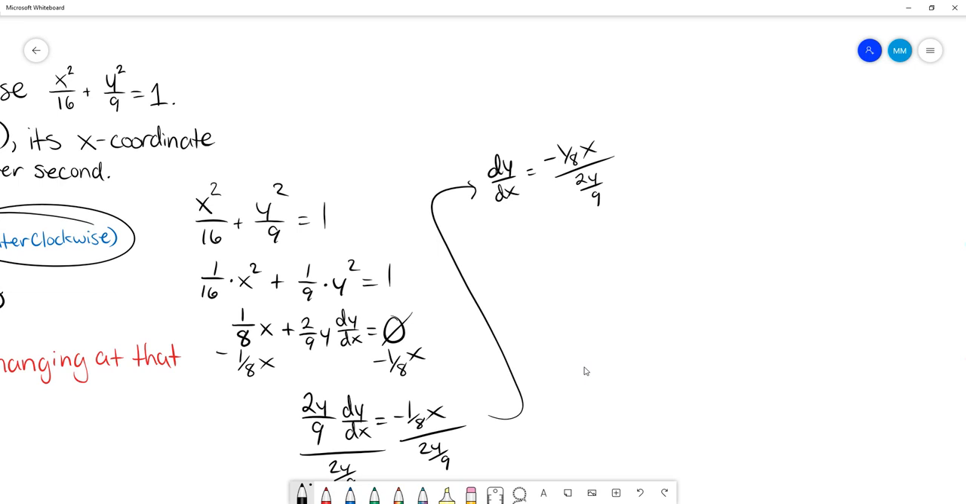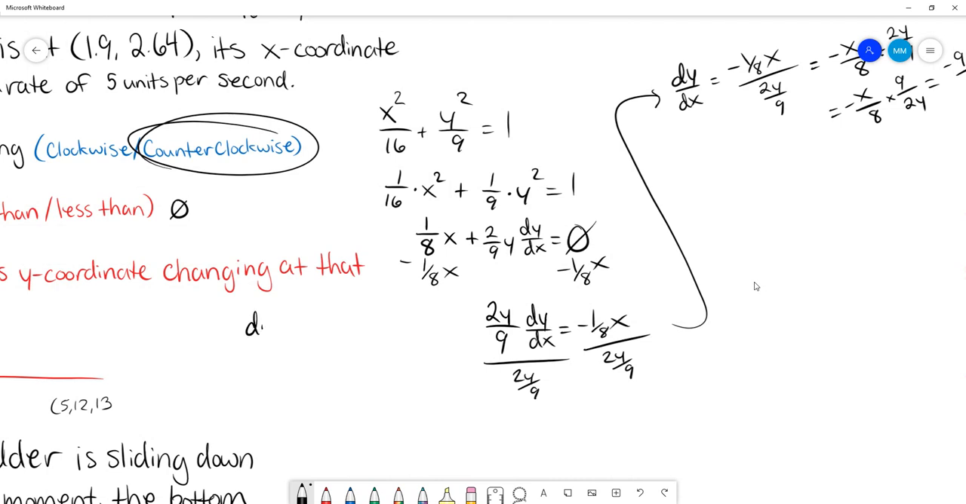So when we're dividing by a fraction, it's the same as multiplying by the reciprocal. So this is the same as negative 1/8 x, which I can just write as negative x over 8, right? Because 1 times x is x, over 8. Again, I could just rewrite it as division like that, which is the same as multiplying by our reciprocal, which is going to get me negative 9x over 16y. So what we just found was that dy/dx equals negative 9x over 16y.